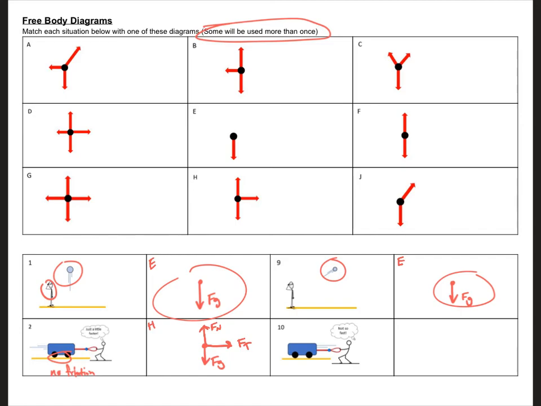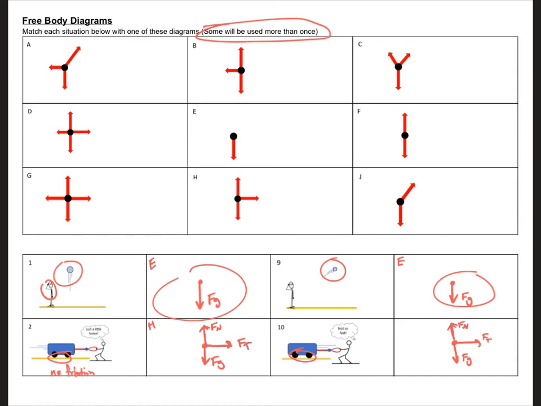Let's talk about number 10. There's the force of gravity because it's on the planet. There's no friction because I have wheels. The human's not touching it itself. There's no spring. There is a rope, so there is a tension force pulling to the right. And then it is in contact with the ground, so there is a normal force.